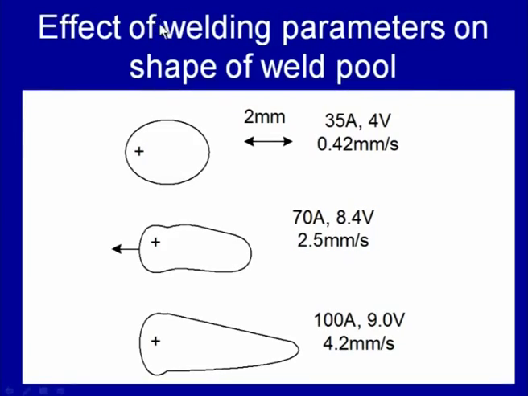We can see the effect of the welding speed and the welding parameters. If we are using a very low welding speed, say 0.42 mm per second, and low heat input, say 25 ampere applied using the 35 ampere current and a very low 4 volt, then this will result in a largely circular shape weld pool, while the use of a higher welding current, coupled with a higher welding speed, results in an oval shape weld pool, and further, the teardrop shape weld pool is obtained when a further higher speed is used.